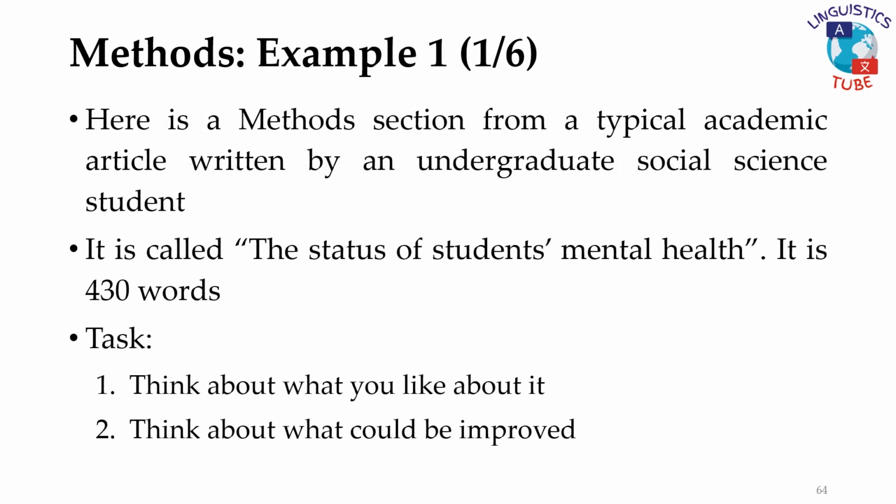Let's now look at two examples of method sections written by my students who are undergraduate social science students at a university in China. The first method section is from an academic article called The Status of Students' Mental Health. It is 430 words, so it is comfortably within my recommended word range.